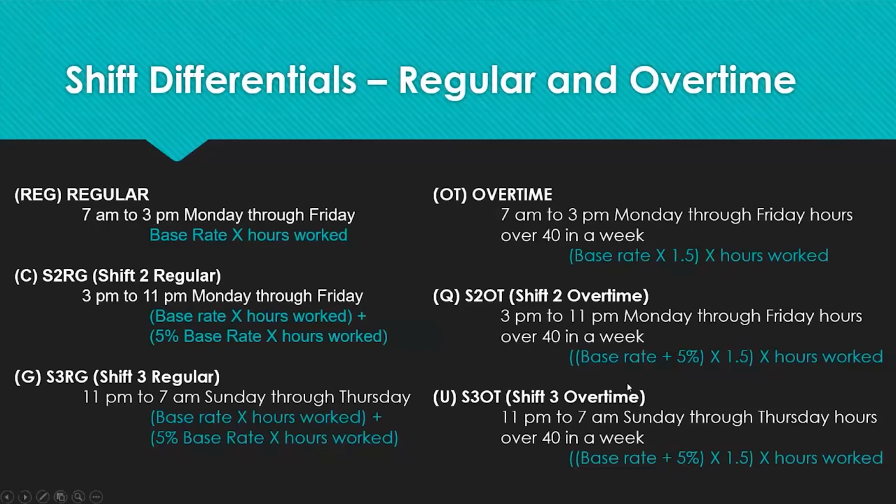So once you hit overtime, working 40 hours in the week, you'll receive an additional 1.5 times your pay at whatever the rate was that you would have been making. So your overtime regular would be your base pay at 1.5 times. Shift 2 overtime is going to be your base pay with the extra 5% times 1.5. And then shift 3 overtime is again your base rate at the additional 5% at time and a half your hours worked.